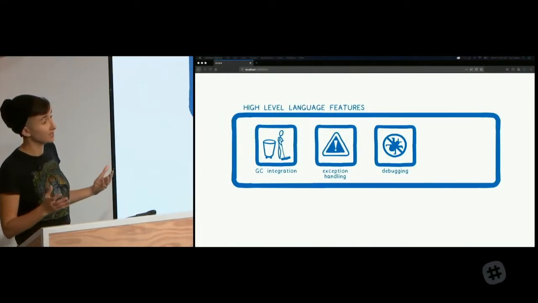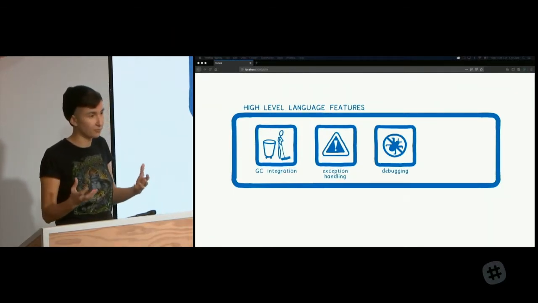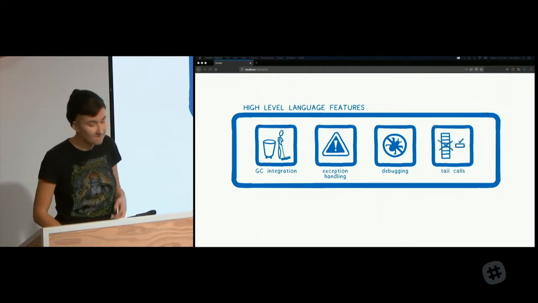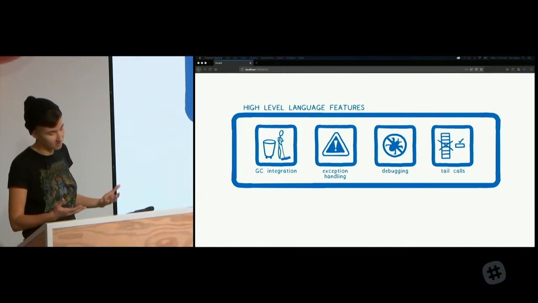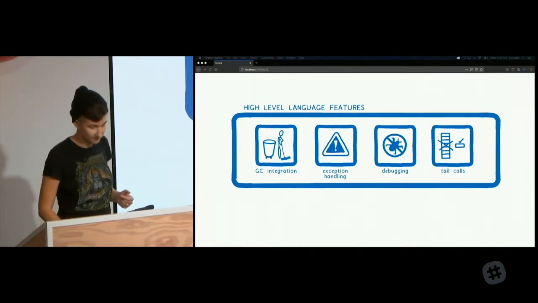We also need good debugging support. Dev tools in browsers make it really easy to step through JavaScript. We need the same for WebAssembly. And finally, for many functional languages, you need to have support for something called tail calls. So where are we on these?